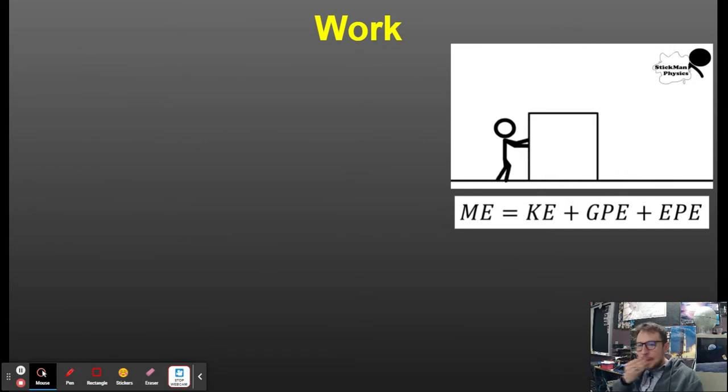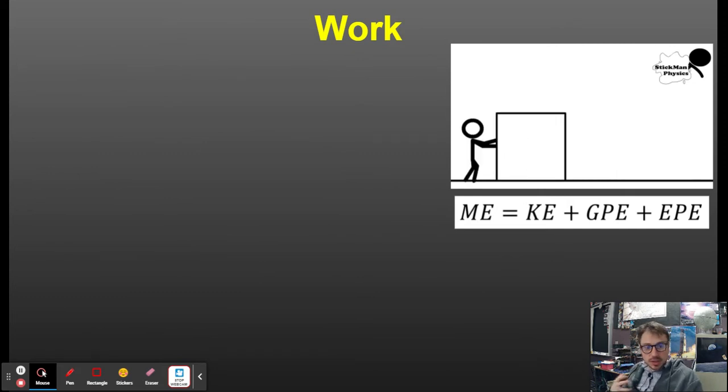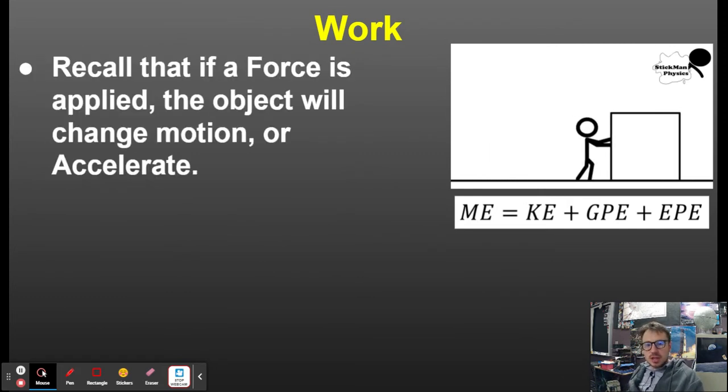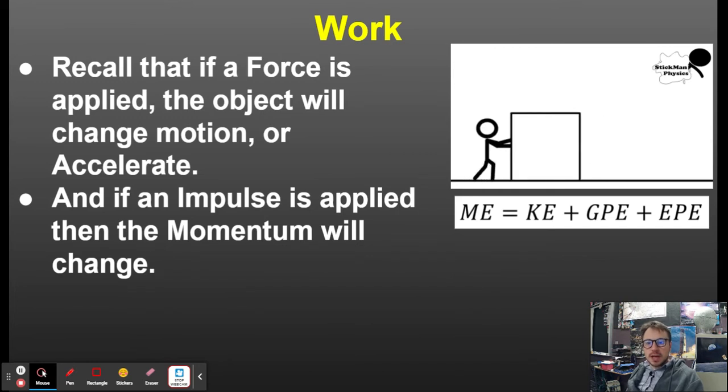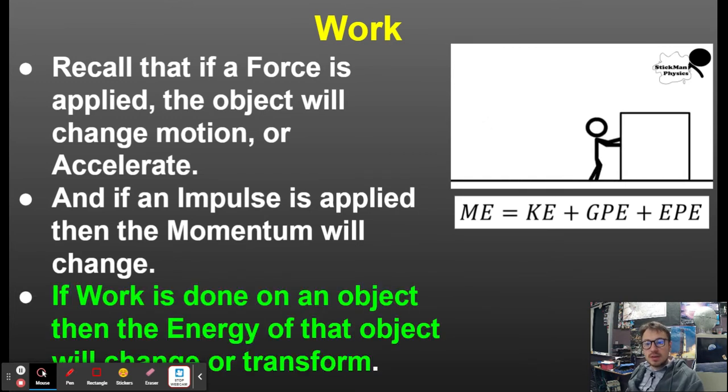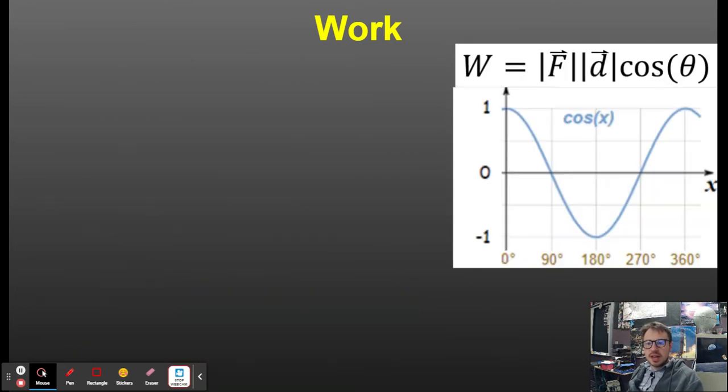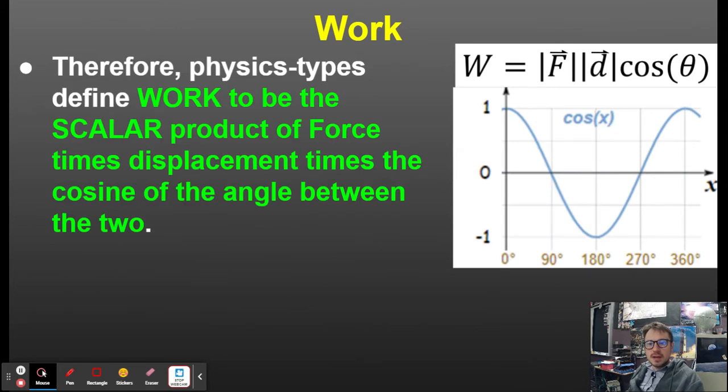So let's take a look at what this means by doing the most work by running up the stairs. So if you apply a net force to an object, that object will change its motion. It will accelerate. If an impulse is applied, then that momentum will change. Now, if work is done on an object, then the energy of that object will change or transform. Now, work is a scalar quantity, and this is the equation for it. You take the absolute value of the force. So it's the scalar product of force times displacement.